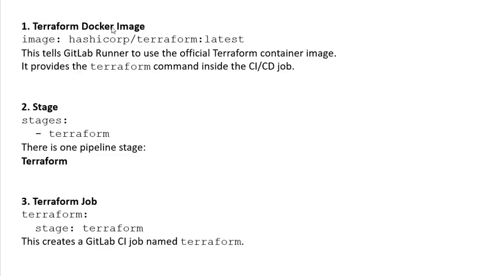First is the Terraform Docker image: image: hashicorp/terraform:latest. This tells the GitLab runner to use the official Terraform container image, and it provides the Terraform command inside the CI/CD job. Second is the stage: stage: terraform. This is one pipeline stage, terraform. And third is the terraform job.